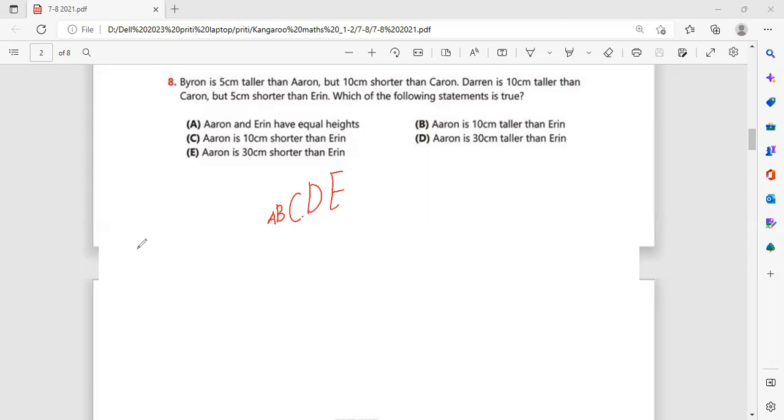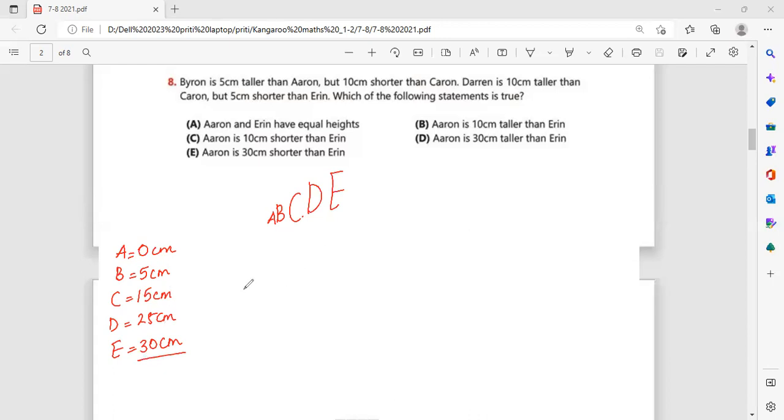Now, you can take this as any number just to have a calculation. Suppose you take A as 0 centimeters. What will be the height of B? B is 5 centimeters taller, so this will be 5 centimeters. Karen is 10 centimeters taller than Brian, so Karen will be 15 centimeters, right? And Darren is 10 centimeters taller than Karen, so 15 plus 10 is 25. And Aaron is 5 centimeters taller than Darren, so Aaron becomes 30 centimeters. This is just a relative number. You can do it with a 10 or a 100 or any number just to get a relative comparison.